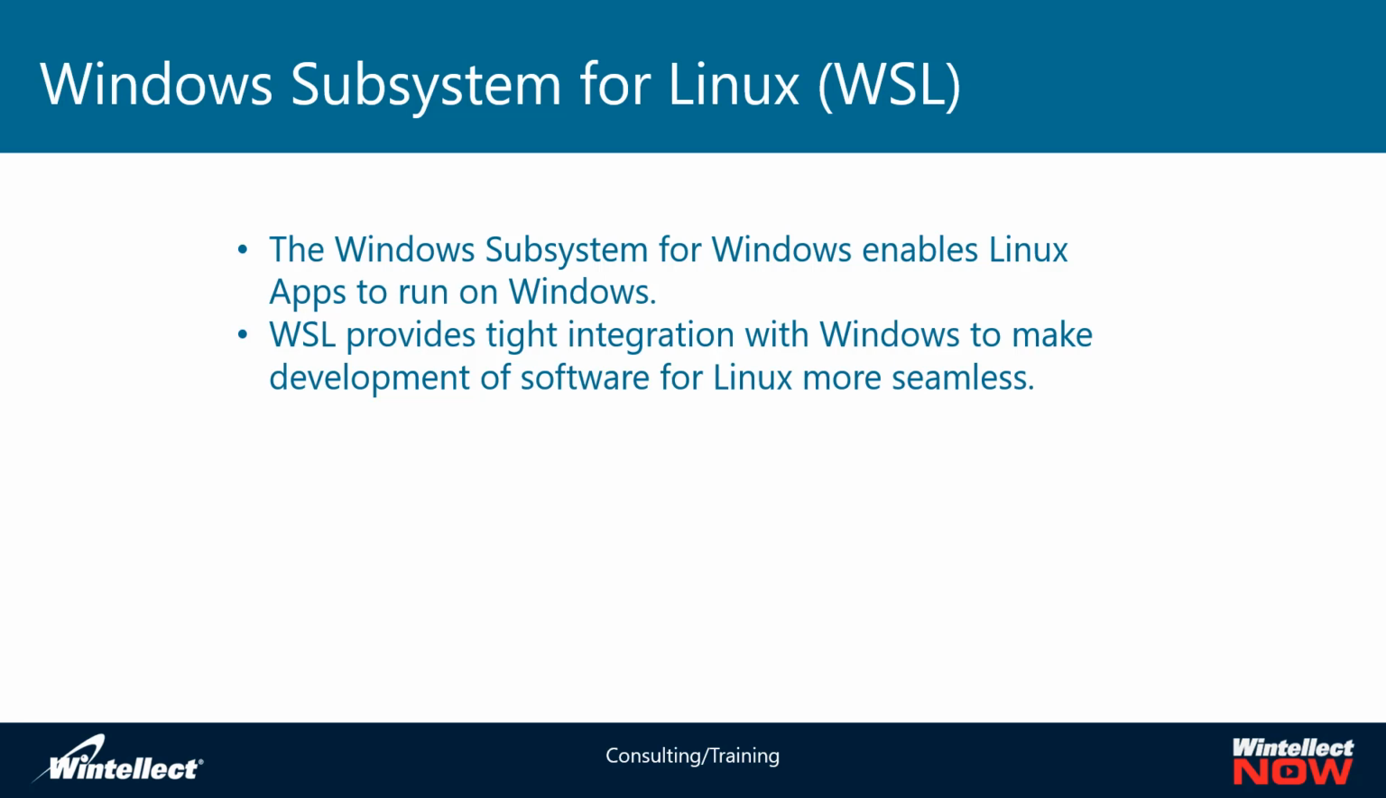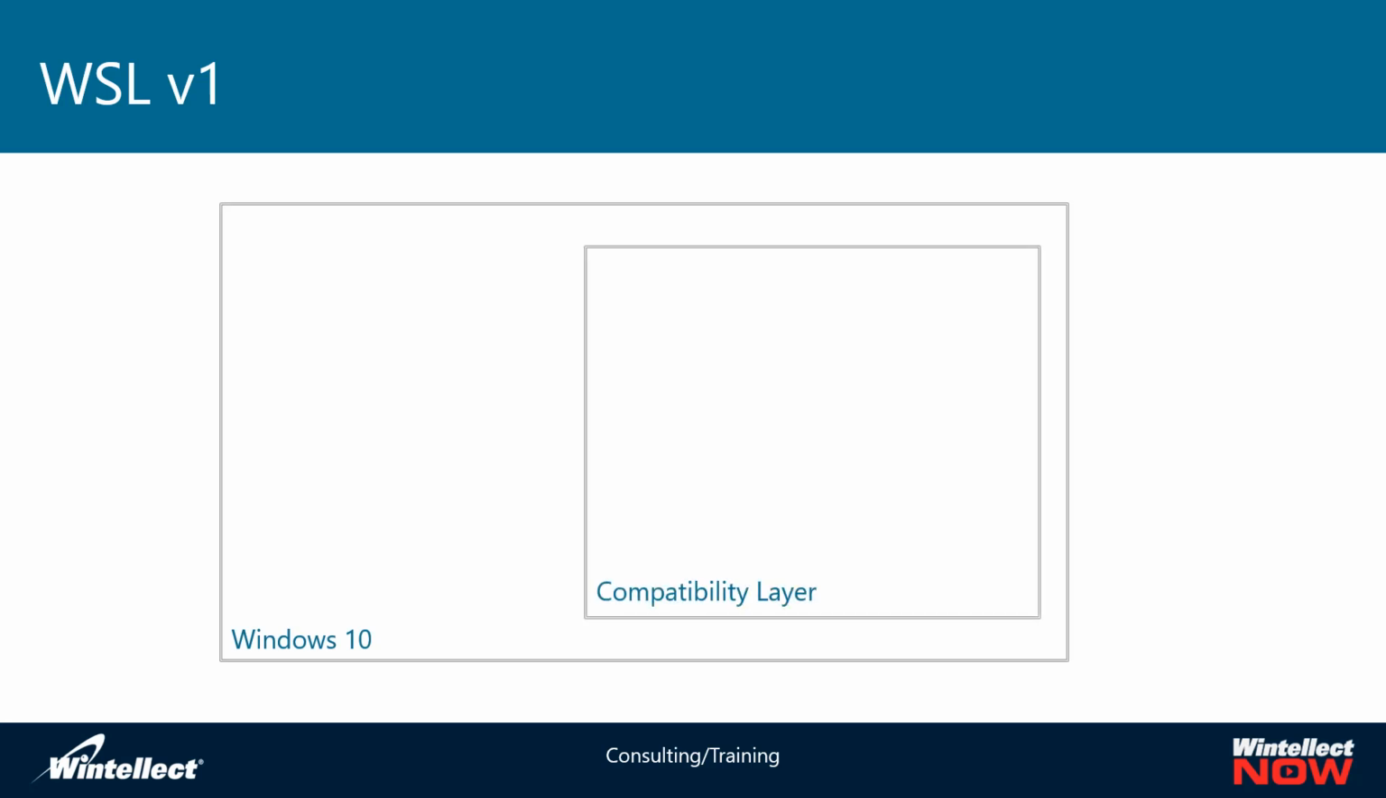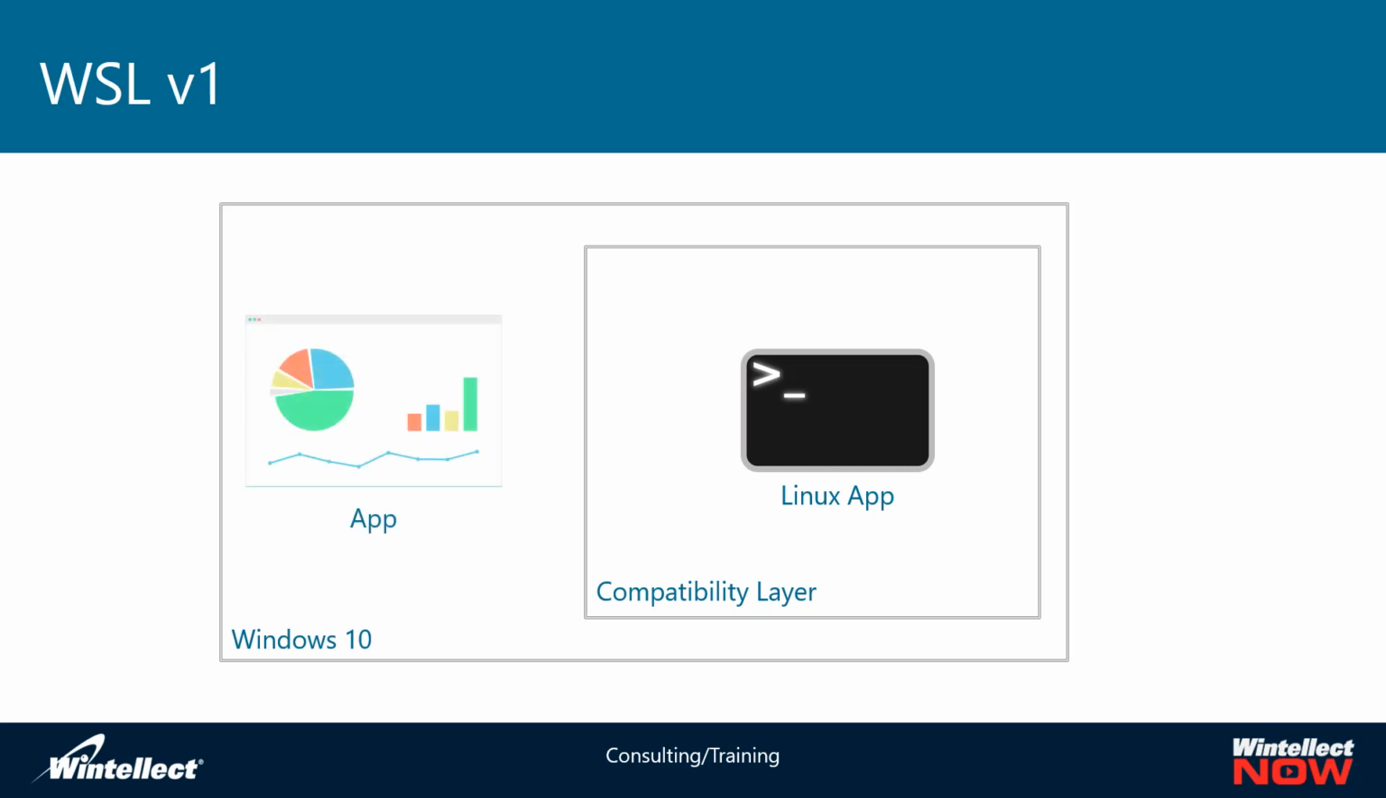And in version 1, this looked something like this, where you had Windows 10, there was a compatibility layer, and then a Linux app ran on top of that compatibility layer, and then you had your Windows app that would then have a tight integration with that Linux app across this compatibility layer. Now, the compatibility layer essentially would intercept Linux system calls and translate those into Windows 10 system calls, and then return the results, and then reverse the process, and then return that back to the Linux app.